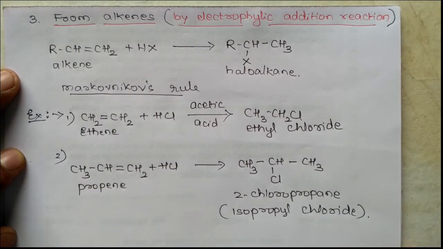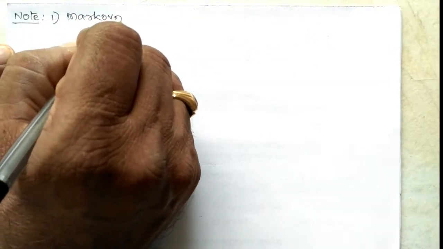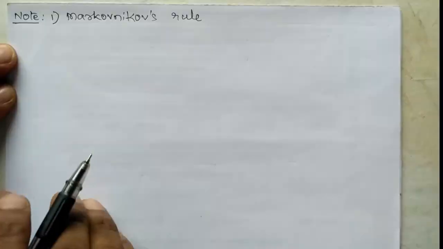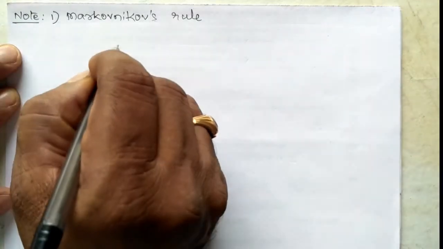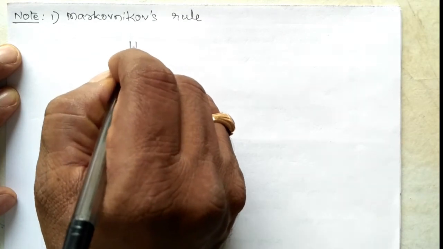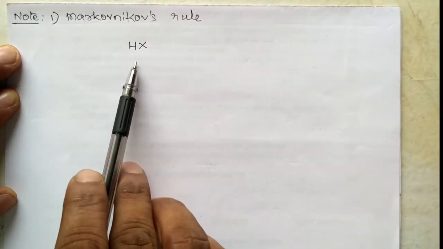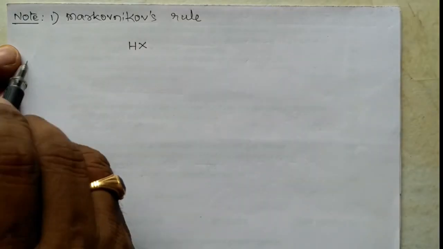Already we have discussed Markovnikov's rule in first PU. Anyway, we'll revise once. What is that rule? Markovnikov's rule: when an unsymmetrical molecule, let me take HX, adds to an unsymmetrical alkene. This is an unsymmetrical molecule. If you draw a line across this molecule, you are going to get H here, X here.